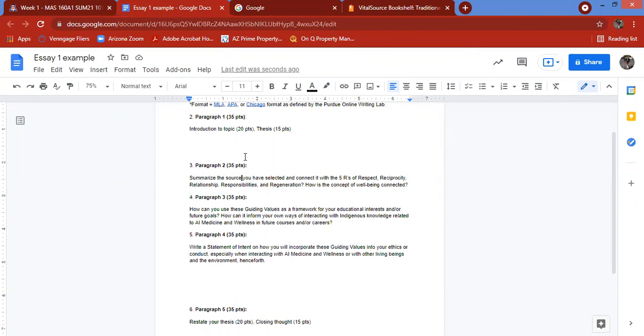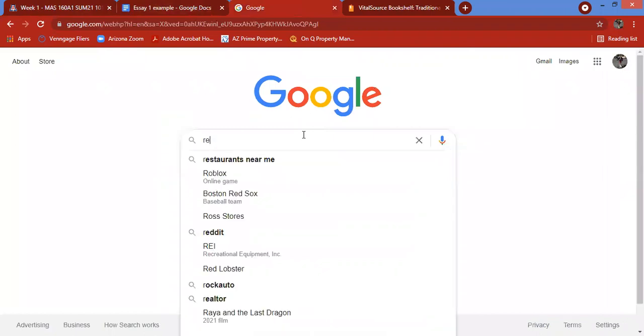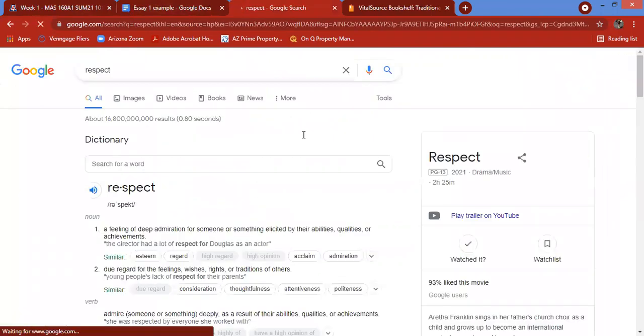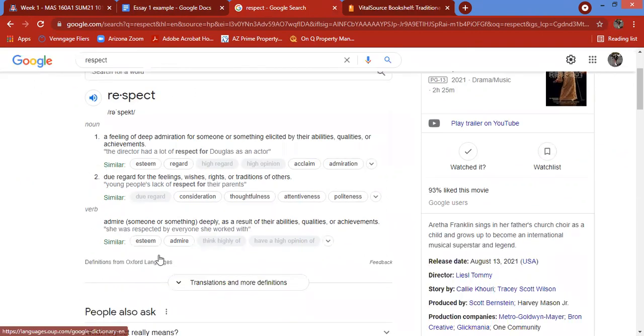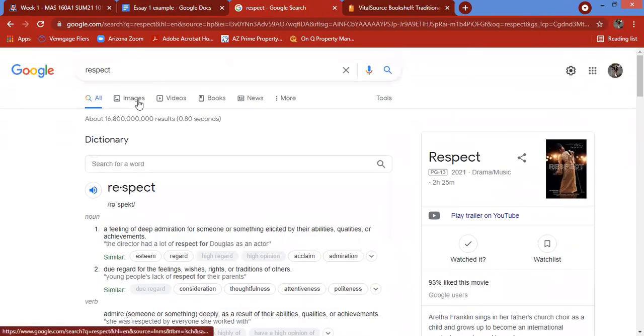So I really want to talk about these 5 R's because this is what separates American Indian medicine from Western medicine. The concept of respect, you can obviously Google each one of these words, is a feeling of deep admiration for someone or something elicited by their abilities, qualities, or achievements, and due to the regarded feelings, wishes, rights, or traditions of others. So admiration is one of the synonyms.